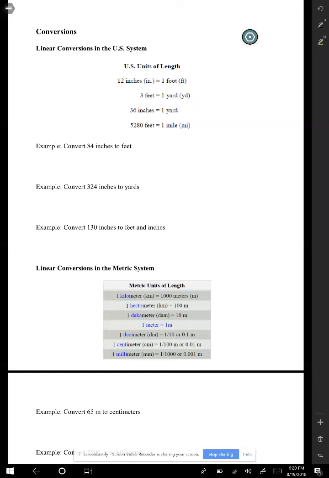This lesson is about conversions, and we'll look at several types of conversions: linear, weight, capacity. We'll be converting within the US system, within the metric system, as well as conversions between the two systems. The first ones we'll look at will be linear conversions.